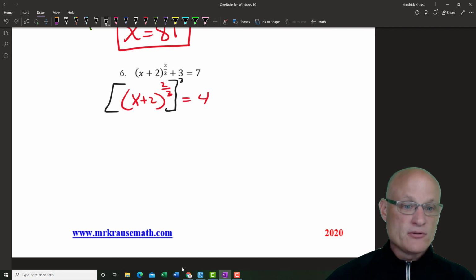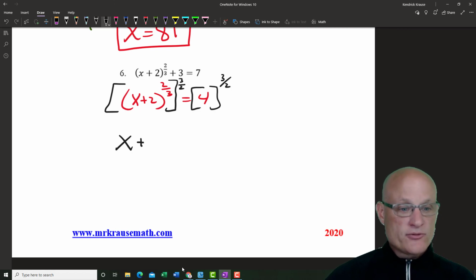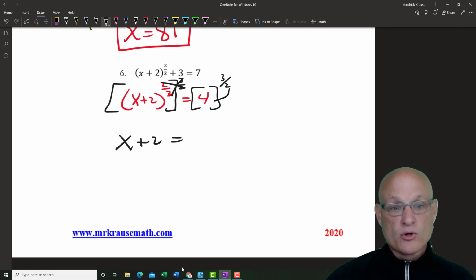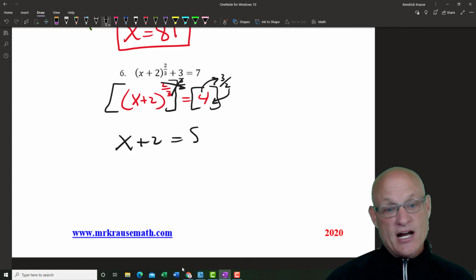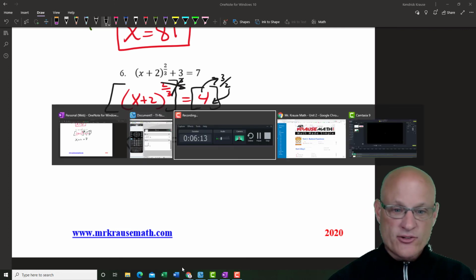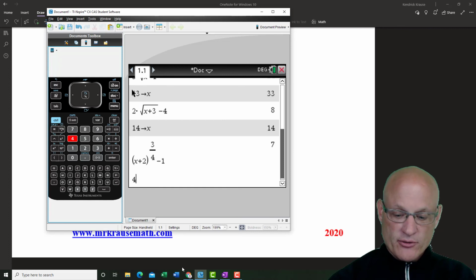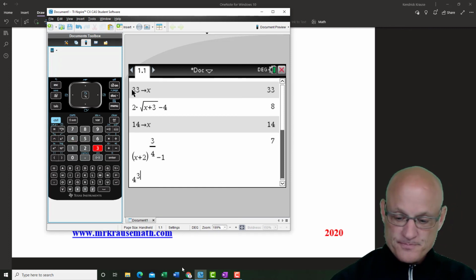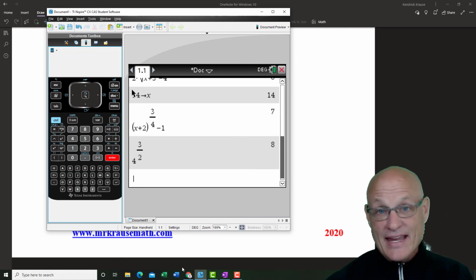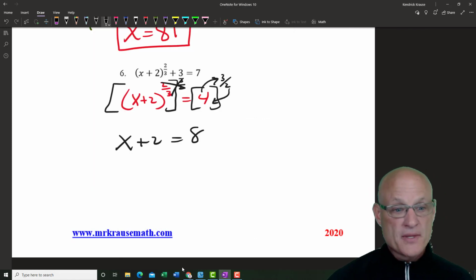Raise it to the reciprocal. So I get x plus 2, because if you raise it to the reciprocal, they cancel, equals. What's the square root of 4? 2. 2 cubed is 8. Now, if you want, you can just put this in your calculator. It will tell you. If you're stressing about that, don't worry about it. Just put 3 divided by 2 in your calculator. It'll tell you it's 8. The calculator will do it for you. And I end up with x equals 6.